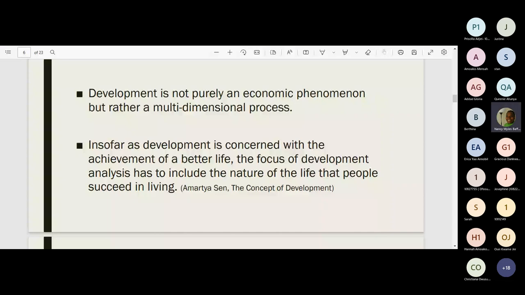Insofar as development is concerned with the achievement of a better life, the focus of development analysis has to include the nature of life that people succeed in living. Please, insofar as, well done. Insofar as development is concerned with the achievement of a better life, this is this author's view. So if we talk about development, it's not some mere thing, but it references attaining a better life of sorts. Mm-hmm. So what? Continue from there.